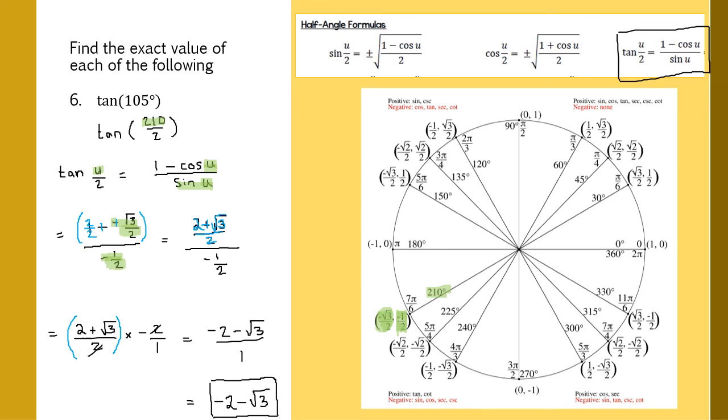So those are 6 examples of how to find exact values using half angle formulas. And these are useful, again, to get exact values out of the unit circle, even for angles like 105 degrees that are not explicitly on the circle.